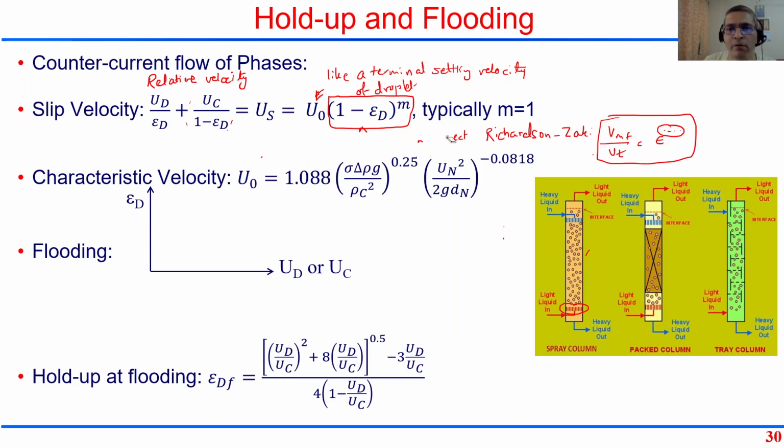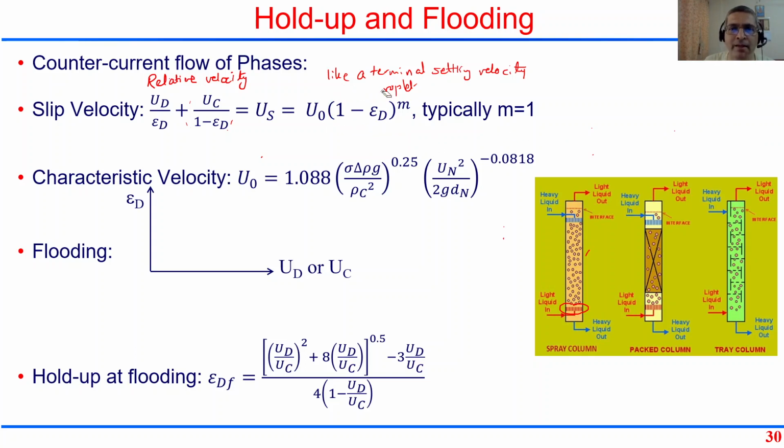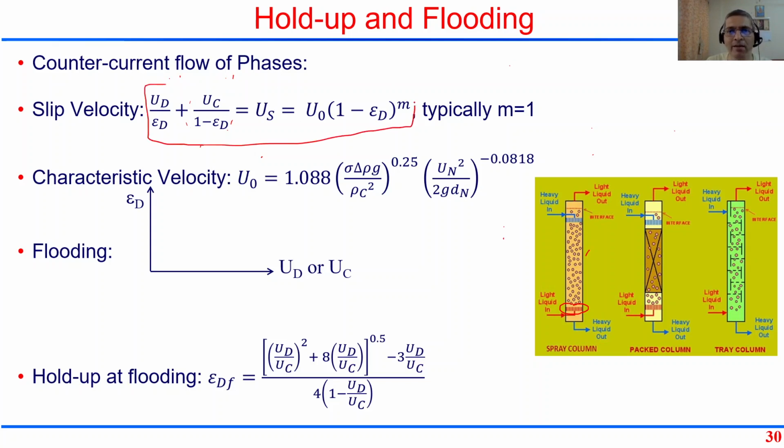But it takes into account the effect of hindrance because of the presence of multiple drops. It is not just one drop that is rising, it is a bunch of drops, a collection of drops that are rising. So this expression allows us to relate the velocities and the hold up using the slip velocity. Sometimes it is also called a drift flux kind of model. It is telling you the flux of the continuous phase and flux of the dispersed phase relative to each other.